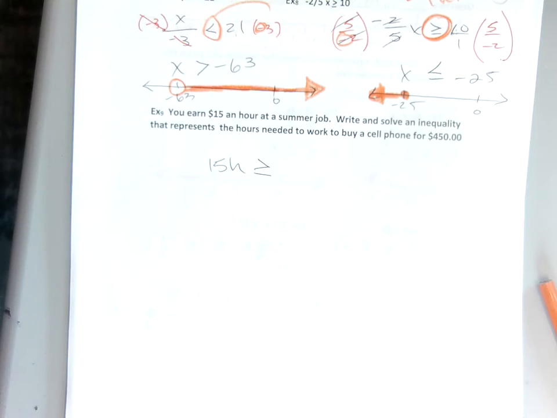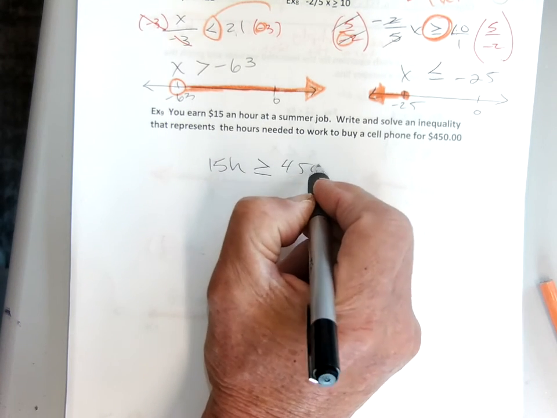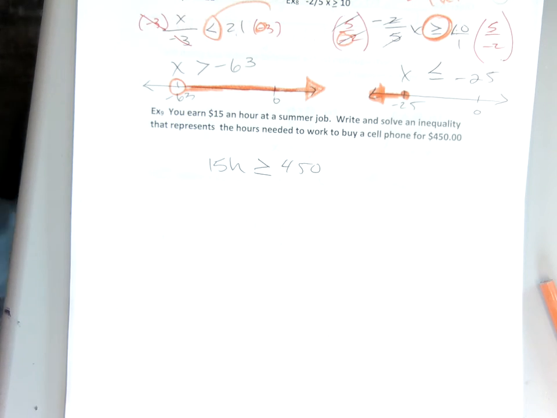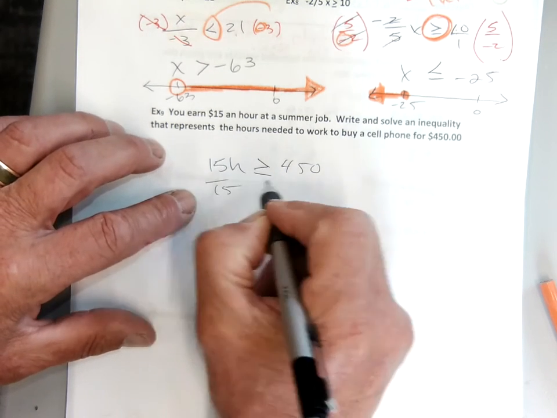How about if I make more than that, right? So 450. If I make more than $450, then I buy my cell phone and put the rest of the money in my pocket, right? That's all good. So to solve, I'll divide by 15.